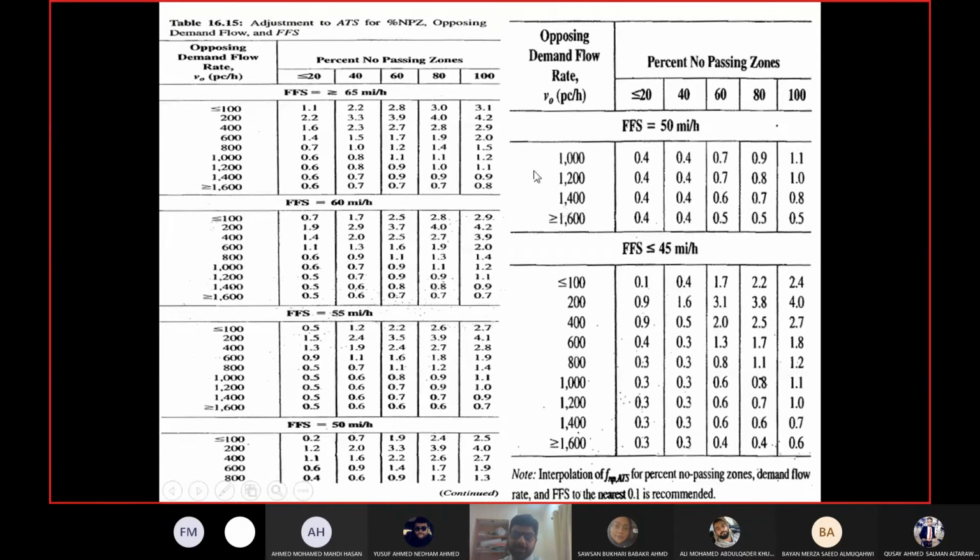This is one table, this complete is one table. So this is the factor for no passing zone for calculating ATS. You need the opposing flow rate in passenger cars per hour. You need the free flow speed, and you need the percentage of the segment which is no passing zone. This is for ATS calculation.